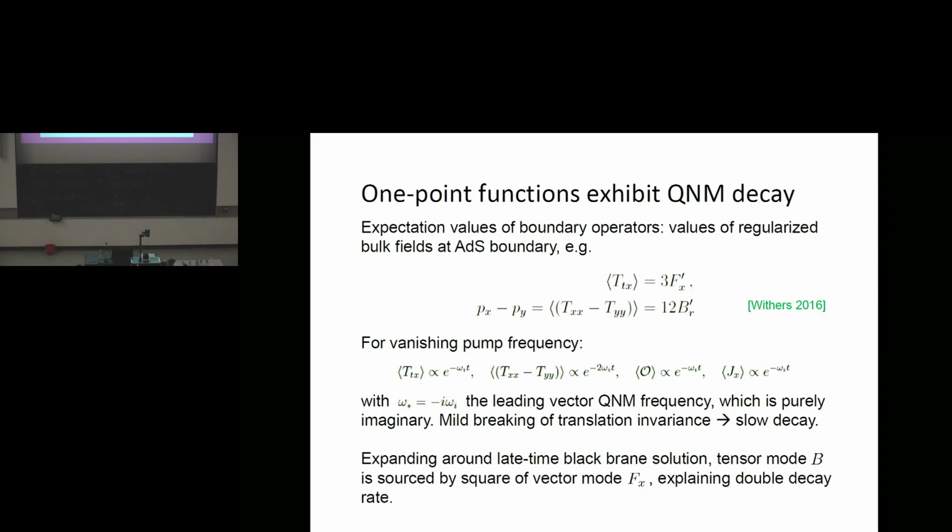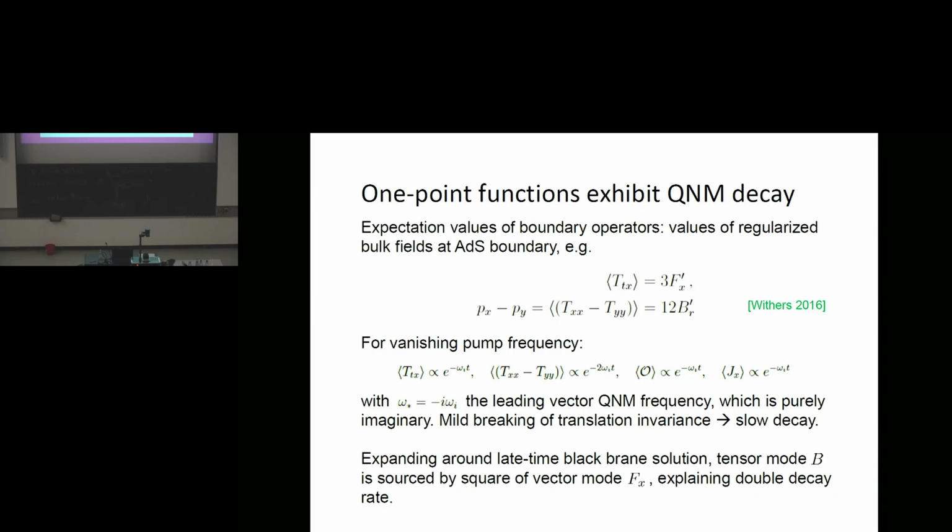So first, let's look at the one-point functions in the field theory, which can be read off from the bulk solutions. What we will eventually be interested in are retarded two-point functions, but that will come later. You can read off these one-point functions from some regularized bulk fields near the boundary. I'm not going to give the precise definitions of these regularized fields. And you find, for instance, for the case with vanishing pump frequency, where you have a strong DC component, that these components of the energy momentum tensor and the other boundary operators decay exponentially, most of them with some specific frequency omega I, and another with twice that frequency.